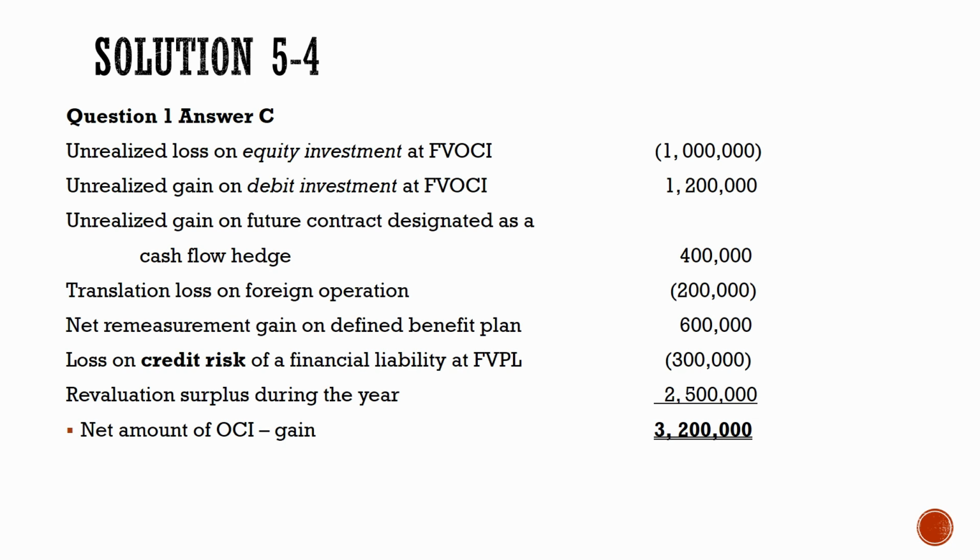Unrealized gain on future contract designated as a cash flow hedge na 400,000. So, i-add ulit to. Yung translation loss on foreign operation na 200,000 deduction. Net remeasurement gain on defined benefit plan 600,000 addition. So, loss on credit risk of financial liability 300,000 a deduction din. And then yung revaluation surplus during the year na 2.5 million which is a gain. So, computing lang natin, we will get a total net amount of other comprehensive income na 3.2 million which is a gain, which is letter C. So, thank you po. Next po natin is Miss Linga.